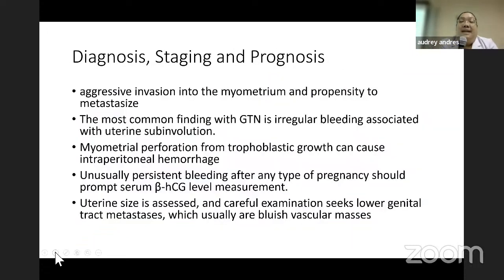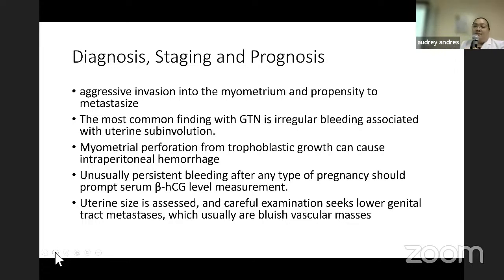Okay. You have your staging and prognosis. So it's aggressive and invades the myometrium and has the propensity to metastasize. Still, the most common finding of GTN is bleeding associated with uterine subinvolution. It can cause intraperitoneal hemorrhage and will present with persistent bleeding after any pregnancy. Think HMO or think GTN.